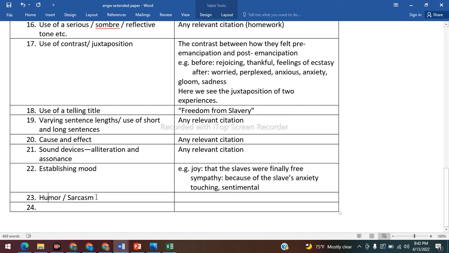Okay, so humor is another one, or sarcasm. And like I said, any relevant citation is good. When the author tries to be humorous or tries to use sarcasm, that could also work. And then repetition. This also is good too.